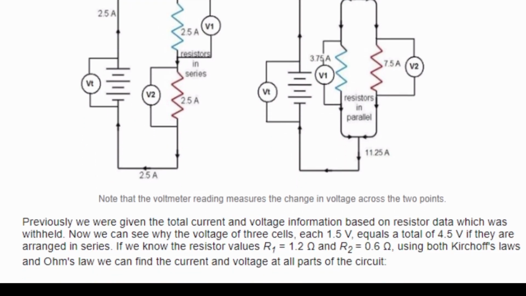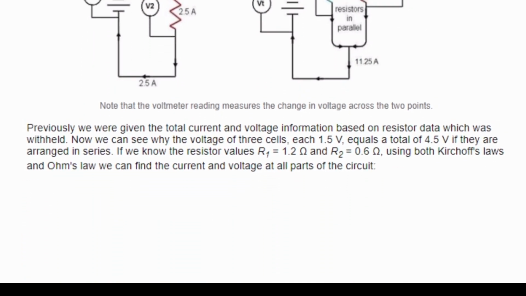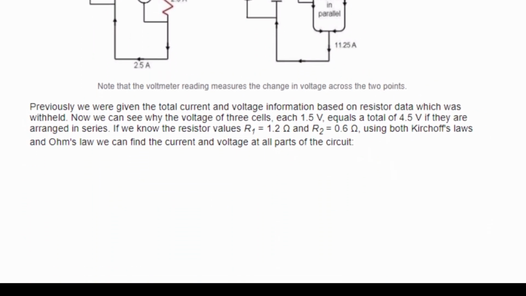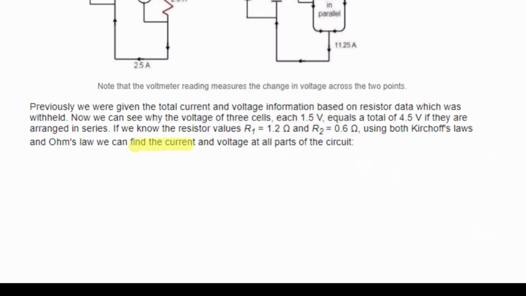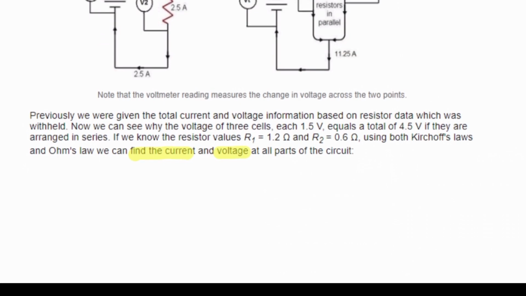Now let's take a look at the actual question. So previously we were given the total current and voltage information based on resistor data, which was withheld. Now we can see why the voltage of 3 cells, each 1.5 volts, equals a total of 4.5 volts if they are arranged in series. If we know the resistor values, R1 is 1.2 ohms, R2 is 0.6 ohms, we are asked to use both of Kirchhoff's laws and Ohm's law to find, so what are we trying to do here? We're trying to find the current and voltage at all parts of the circuit.